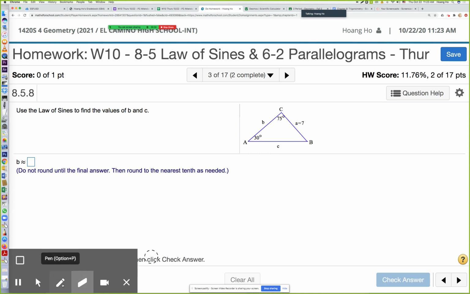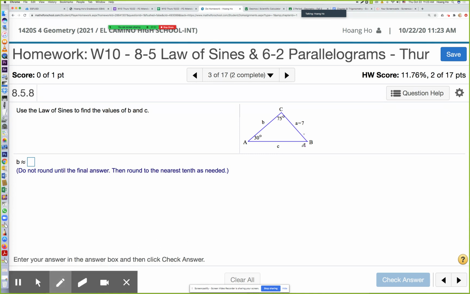In this triangle, if you know two angles already, you can find the missing angle because the three angles add up to 180 degrees. So for this angle, you take 180, subtract 30 and 75. That's 105, so you come out with 75 degrees. This angle right here is 75 degrees.